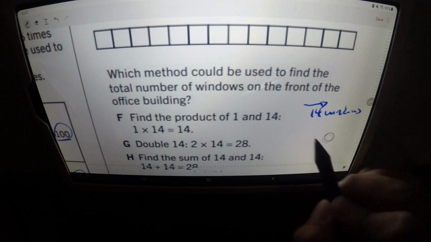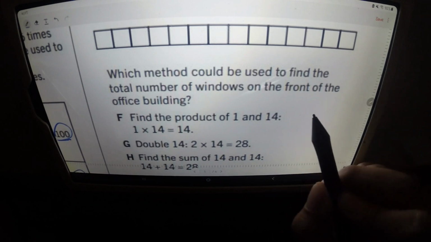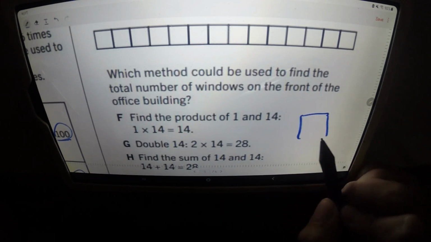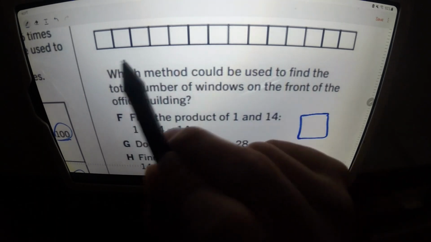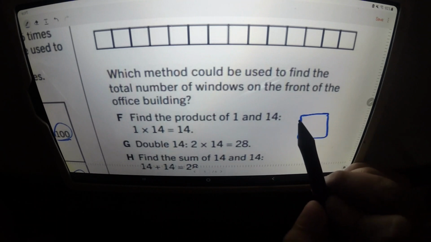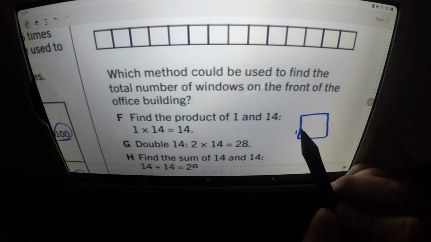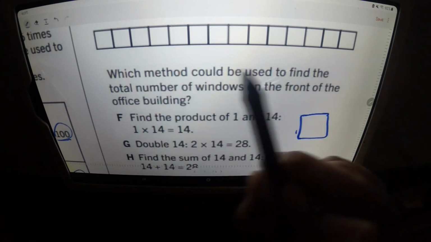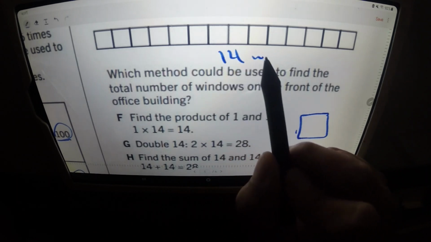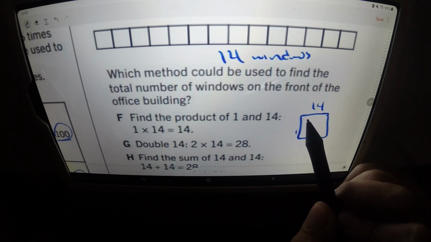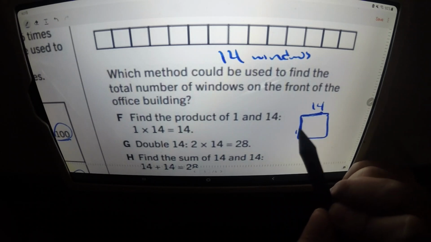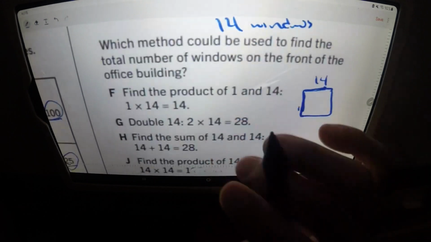I'm not going to give you the answer to that question, but again, a perfect square is when this top area is the same as this area going up and down. This is going left to right, and this is 14 windows. So this area is the same as this area. If this is 14, what does this have to be? That's going to give you the answer to one of these.